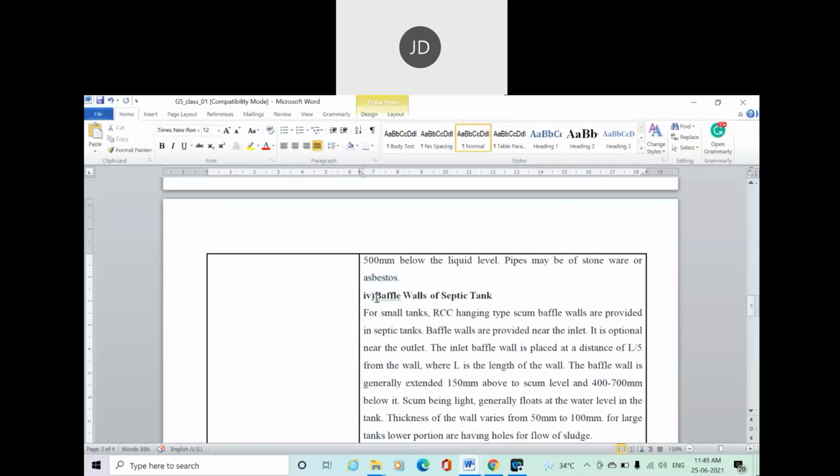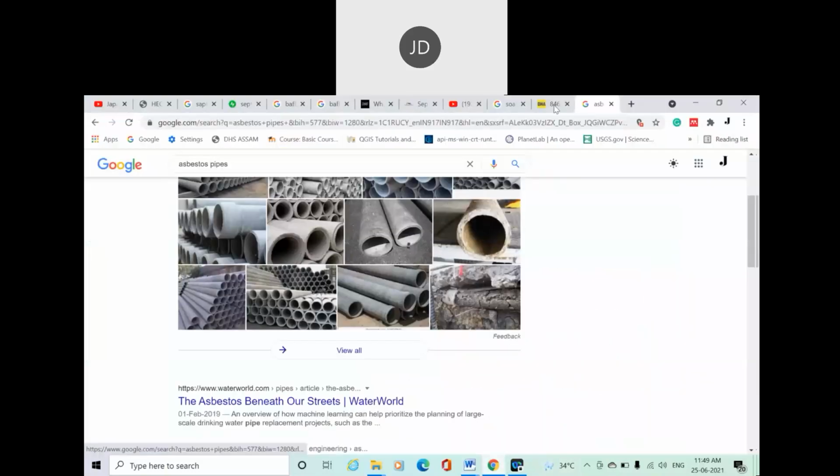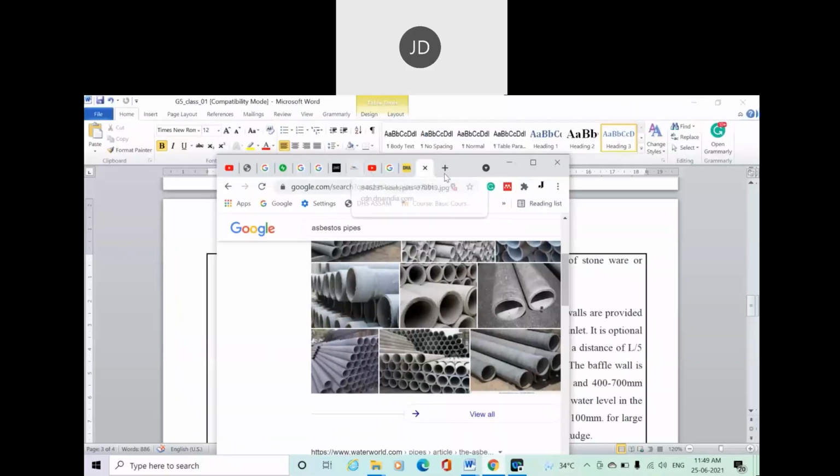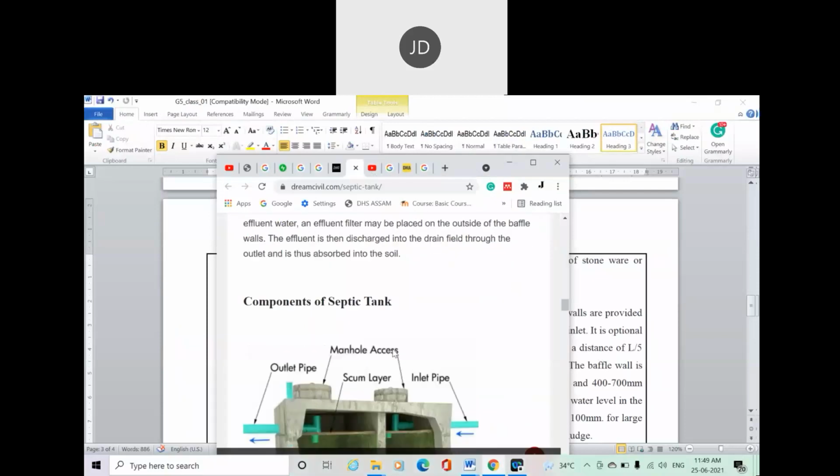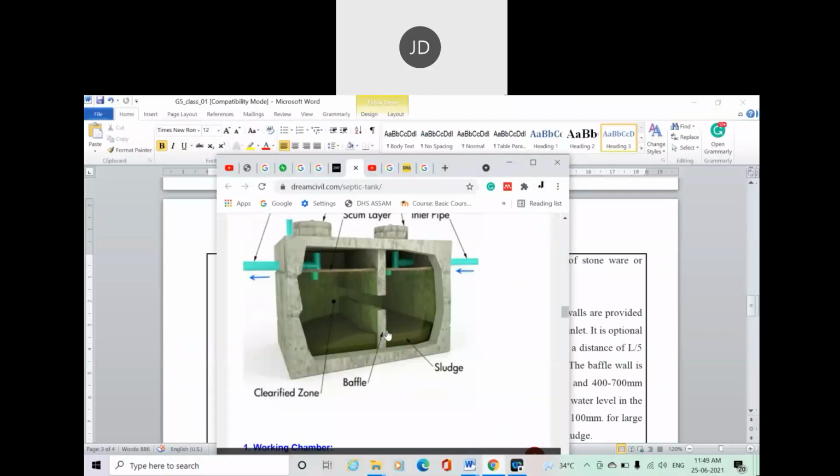Next, let's discuss the baffle valve. We have discussed the baffle valve, right? Here you can see this is a baffle valve. So a baffle valve can be used nearby the inlet pipe or nearby the outlet pipe.